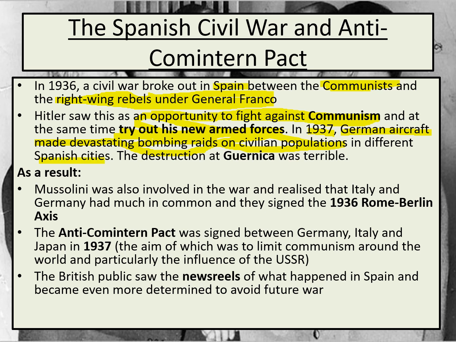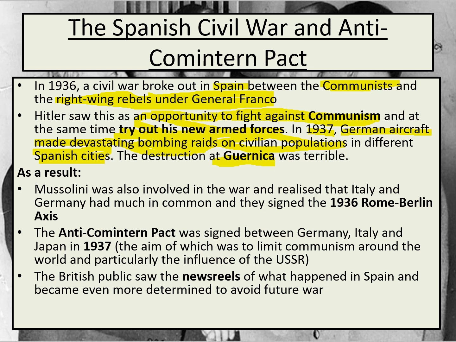So this was bombing innocent people, bombing raids. And one town that was pretty much completely destroyed was Guernica. So Hitler demonstrated this to the world. This was terrifying. More on that in a second.